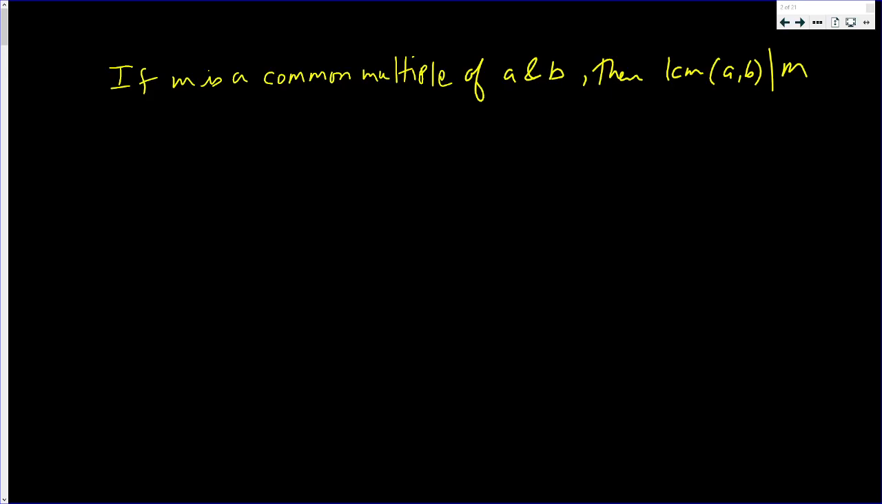In this video, we're going to show that if m is a common multiple of a and b, then the least common multiple of a and b divides m.